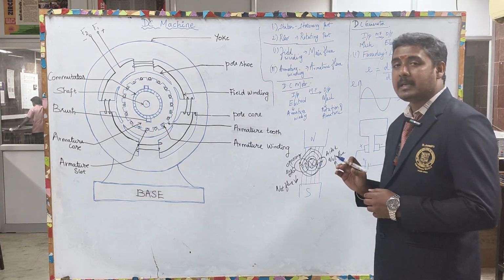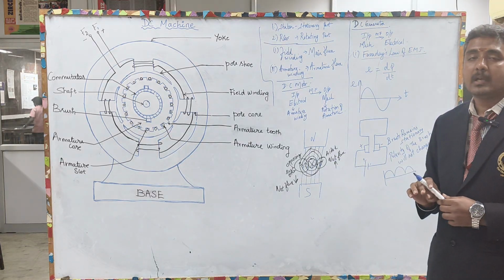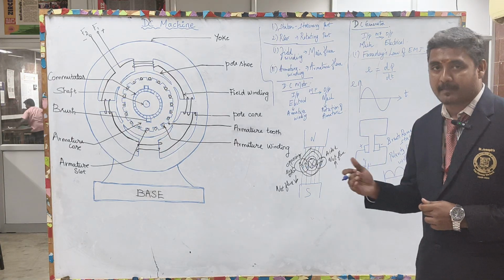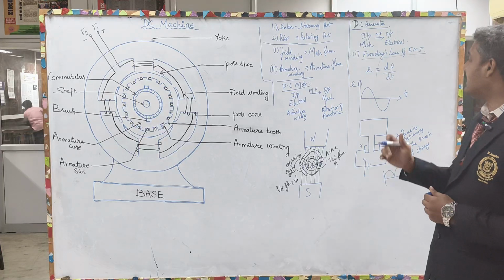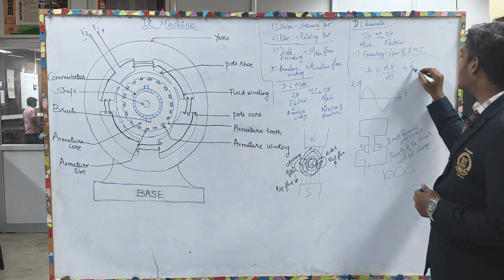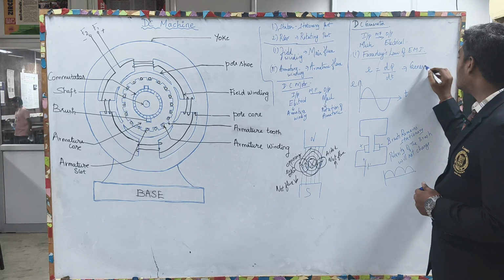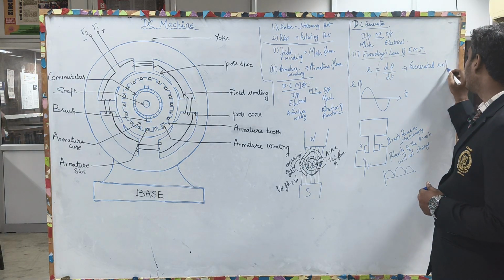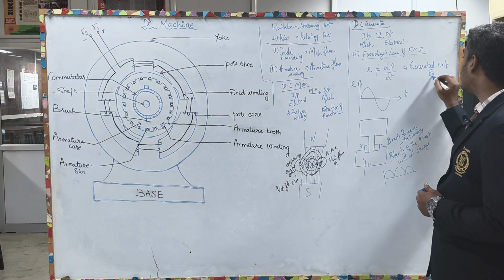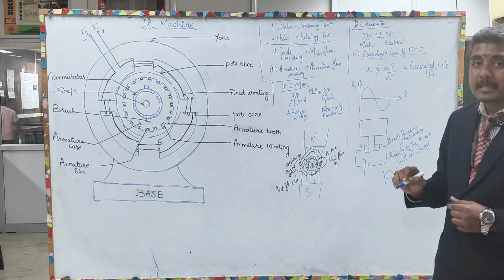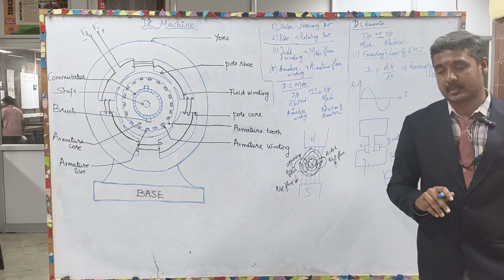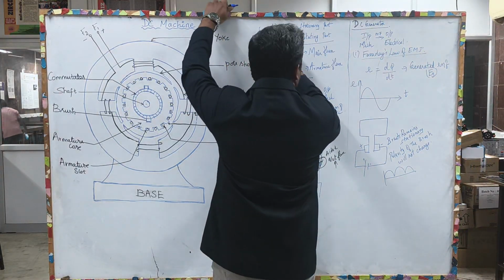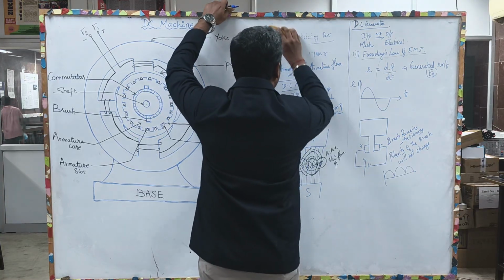Now here in a generator you are able to generate the EMF, right? That EMF is called the generated EMF, that you will be representing as EG. How is this EG going to be produced? Now I will explain how the EG is produced.